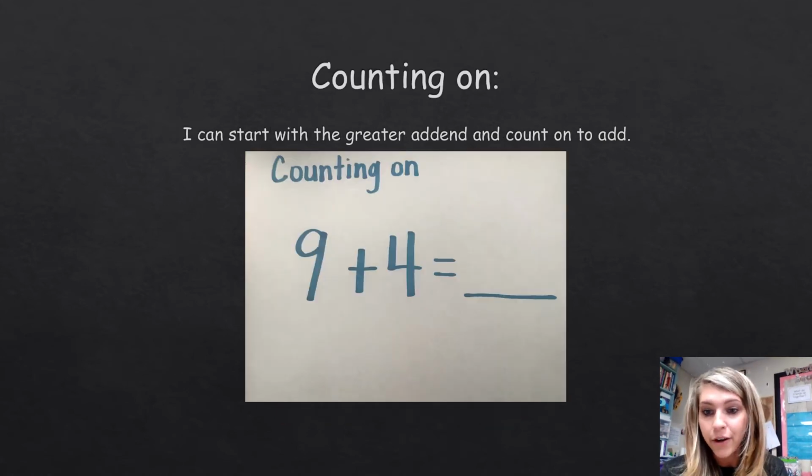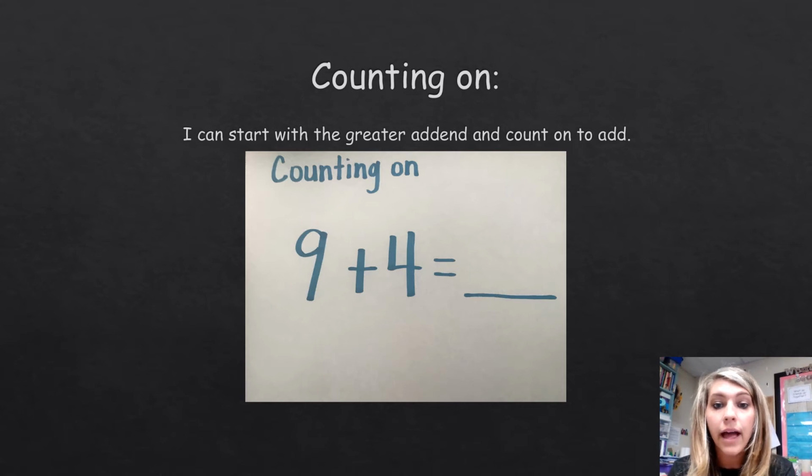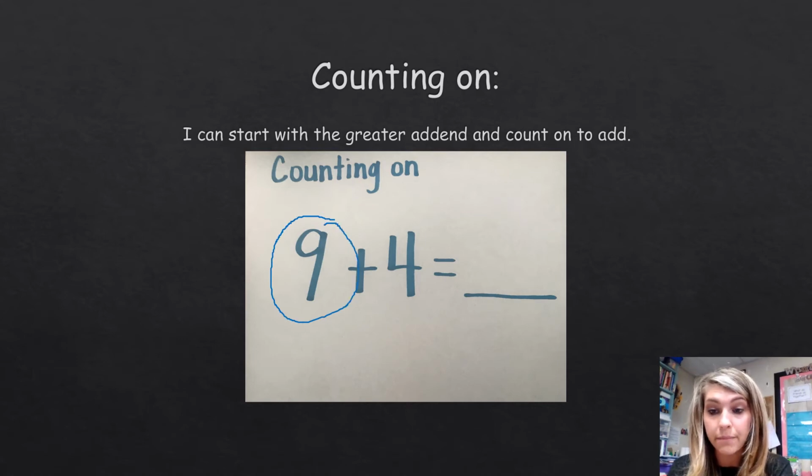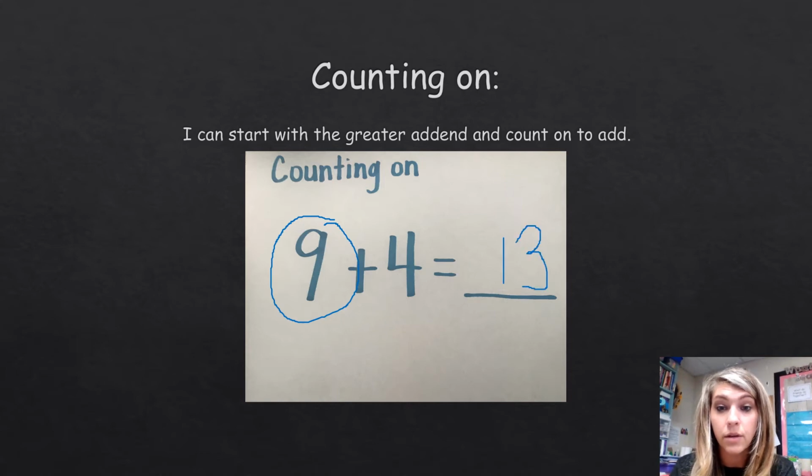Another strategy that we learned was counting on. I kind of did this in the last slide, but this is going to focus more on that specific strategy. So I have 9 plus 4. 9 is my greater number, so I'm going to circle 9, and I can just count on 4 more to get my sum. So I'm going to put 9 in my head, 10, 11, 12, 13. So I've counted on 4 more to get 13. 9 plus 4 equals 13. So counting on is definitely a strategy that we're going to need when adding three numbers.